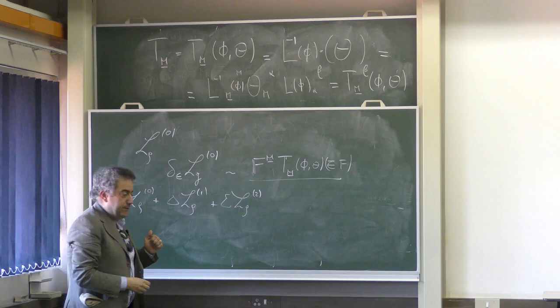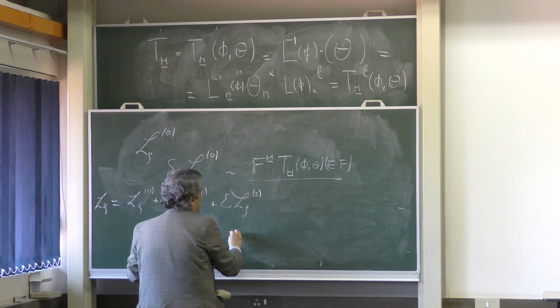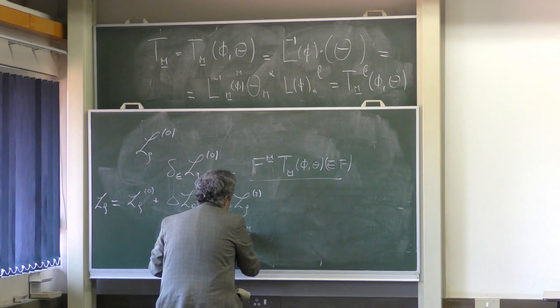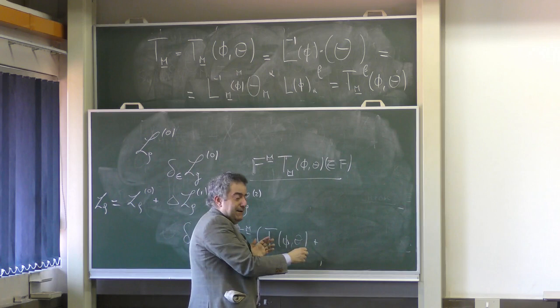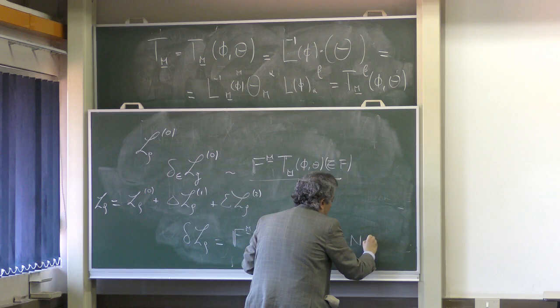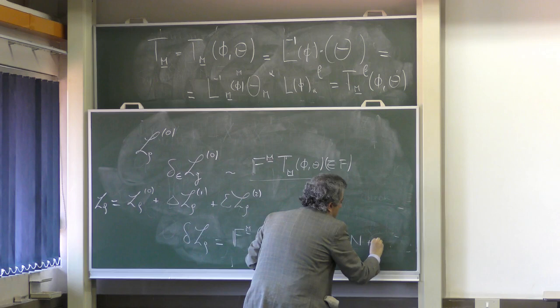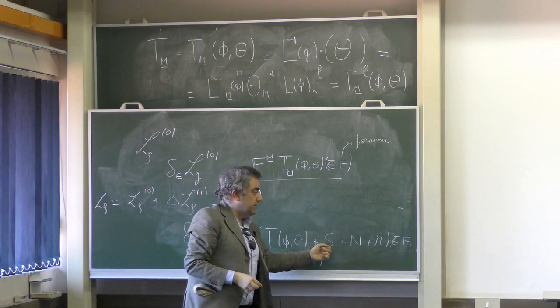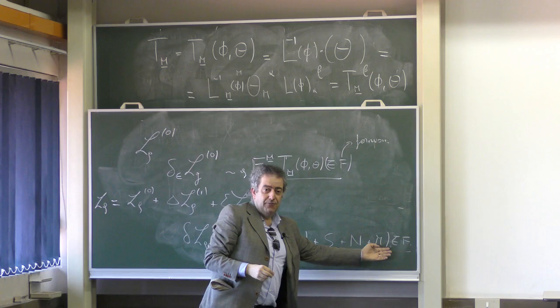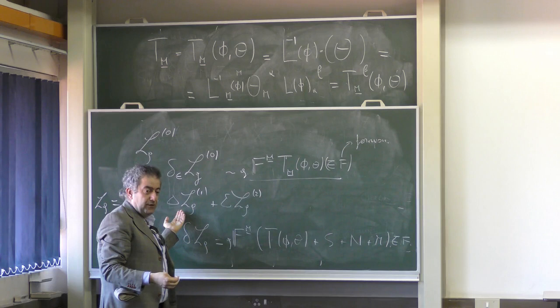Now you can verify that the variation of this is of the form F^M, then you have T, the t-tensor, but then you have, let me write it in a very schematic way, S terms, M, and M as well, times fermions. I'm writing it in a very schematic way. These are the new terms, of order g, which arise from our modifications, the additional term to the Lagrangian and the additional term to the supersymmetry transformation law. Now this has to be zero.